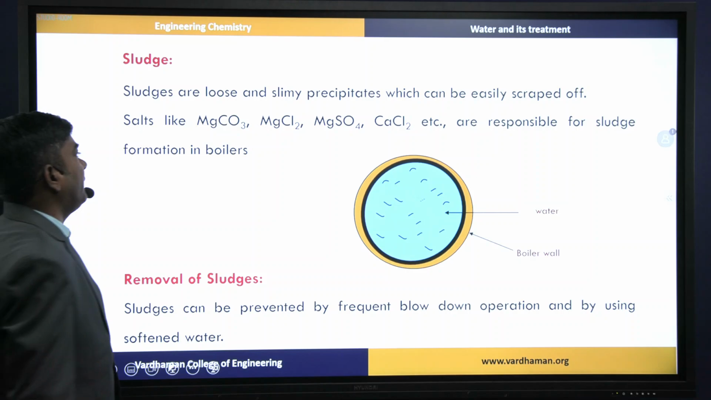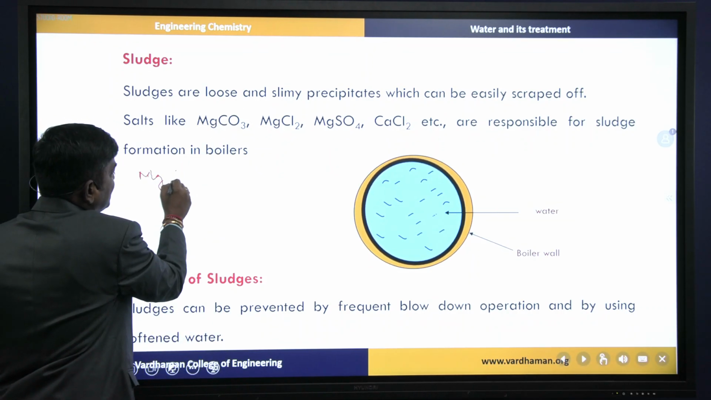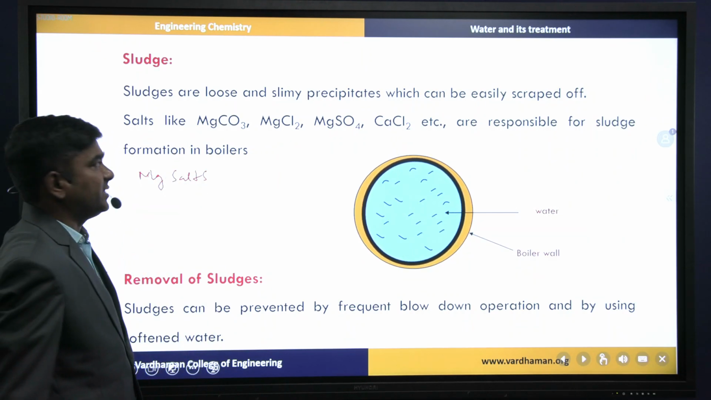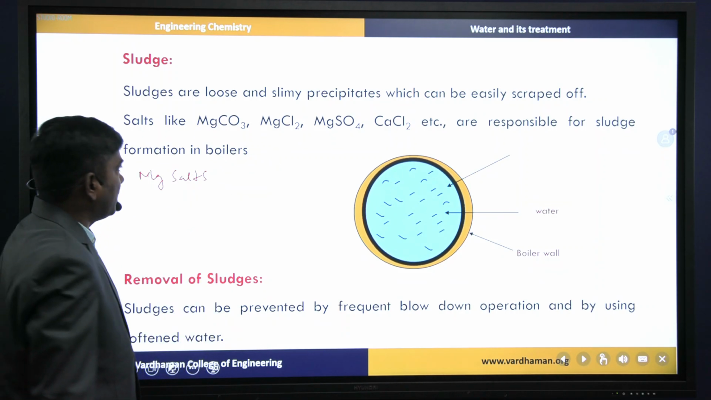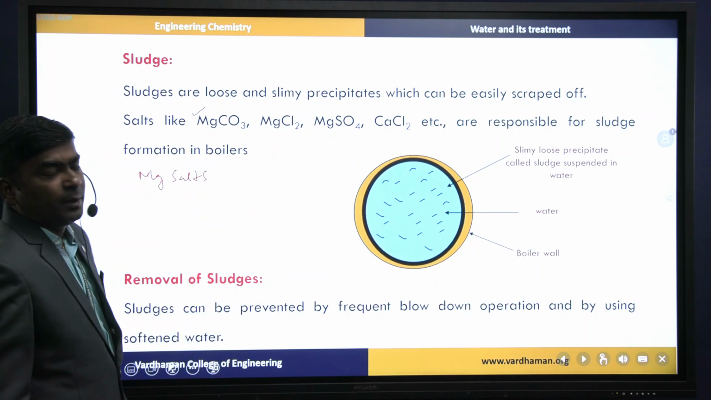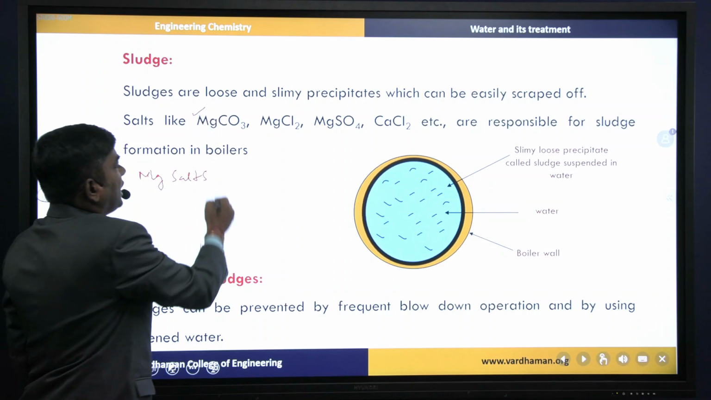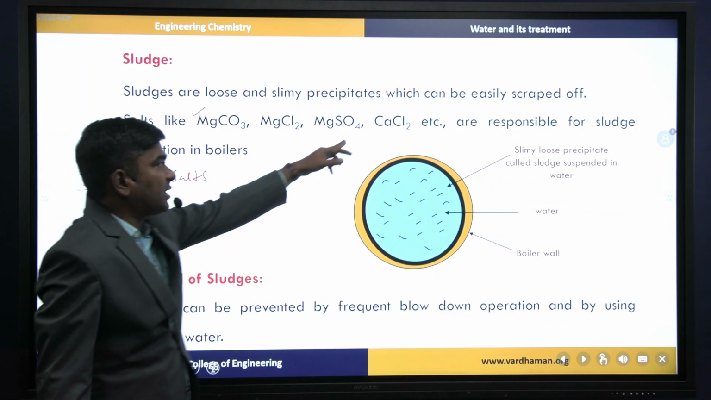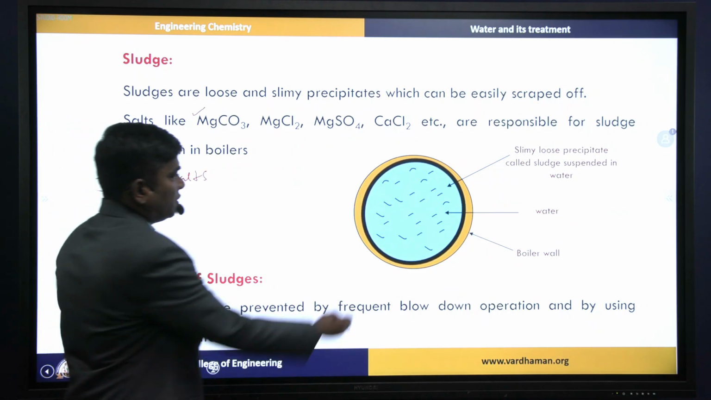So majorly magnesium salts are responsible for sludge formation. Yes, a few other salts are there, like calcium salts, but majorly magnesium salts. Here you can observe magnesium carbonate, magnesium chloride and magnesium sulfate. Chloride, sulfate and carbonates of magnesium are generally responsible for sludge formation, and calcium chloride is also responsible for sludge formation.